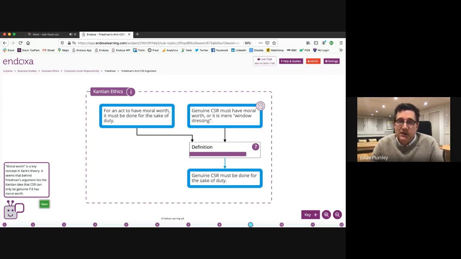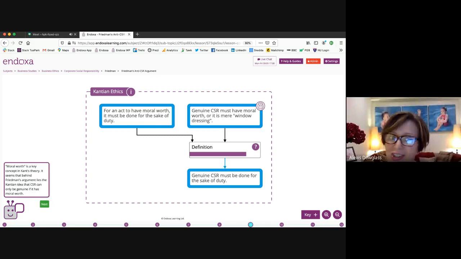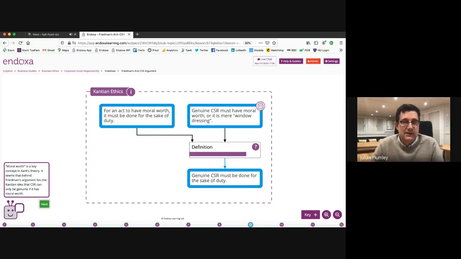It means that genuine corporate social responsibility, and now we see what the word genuine really means, means genuine rather than window dressing. It has to be done for the sake of duty. So the only reason you're doing that action is because it's the right action to do, and not because you get anything out of it financially or in any other way. Exactly. That's the core of Kantian ethics.